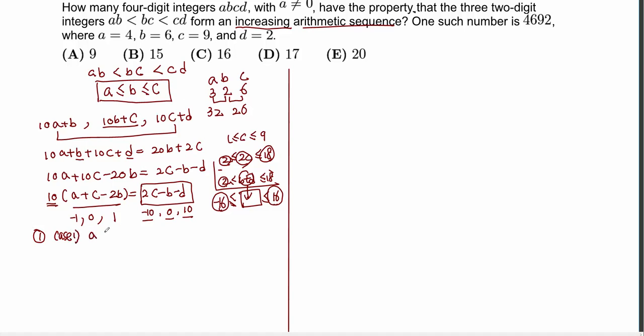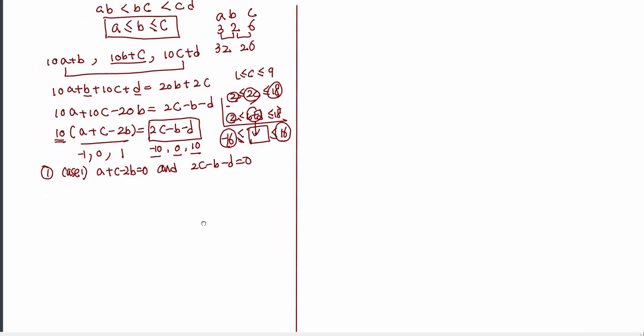Case work 1: a plus c minus 2b equals 0, and 2c minus b minus d equals 0. That is the first case. Probably going to find something. Okay, so now let's simplify.